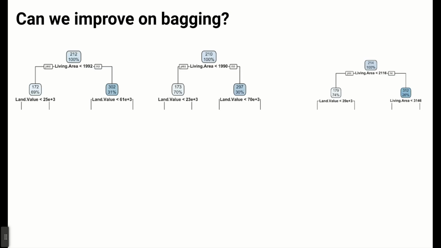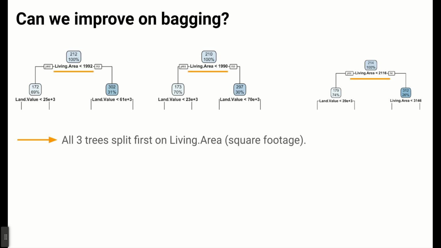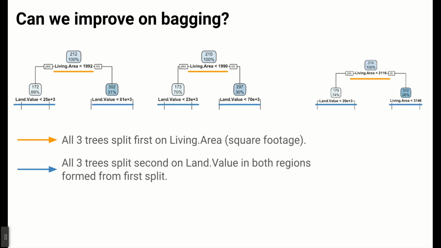So far, the one improvement to decision trees that we've explored is the idea of bootstrap aggregation, or bagging, in order to reduce the variance of predictions. It's worth considering if we can do even better than bagging. Let's take a look at the 3 regression trees in the earlier bagging model of house price as a function of house features. Note that all 3 trees first split on the living area variable, the square footage of the house. Note also that all 3 trees split on land value for both regions formed from the first split.